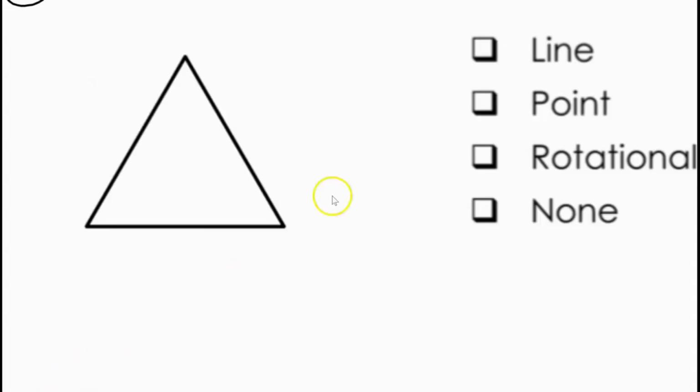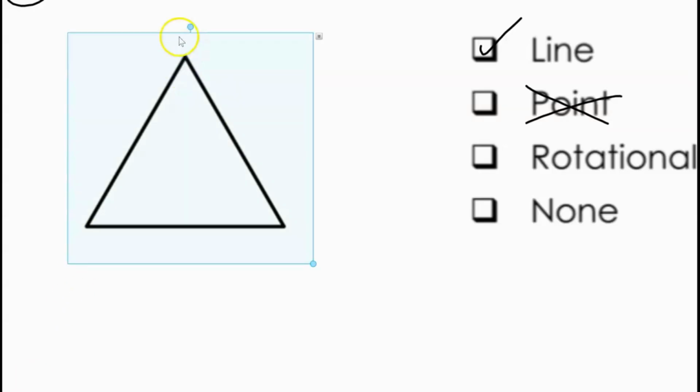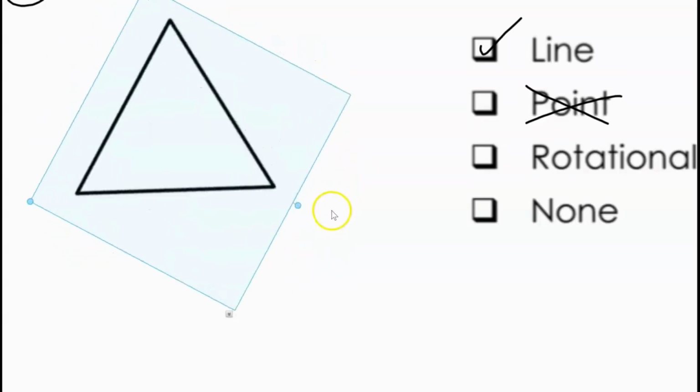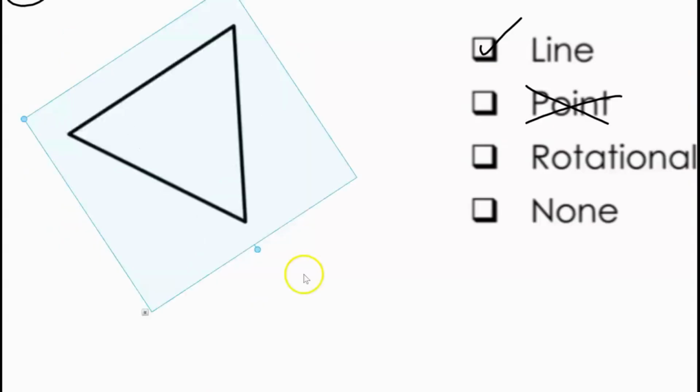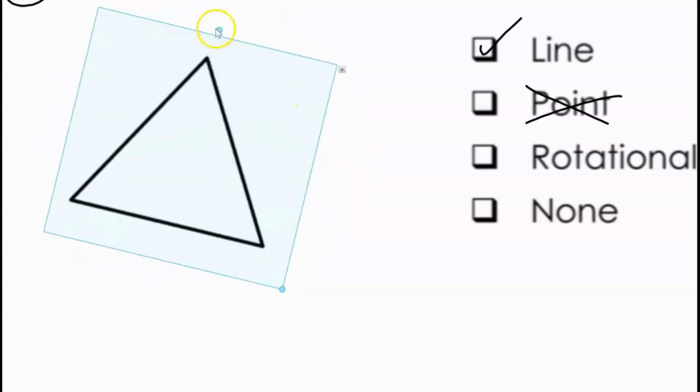All right, now on this one, we could draw a line right down through here and it would fold onto itself, okay? I could also draw a line this way and this way, and it would fold onto itself. So it has line symmetry. Point symmetry. Now, it does not have point symmetry because if I turn it 180 degrees, it does not look like the same shape. It looks different. So it does not have point symmetry.